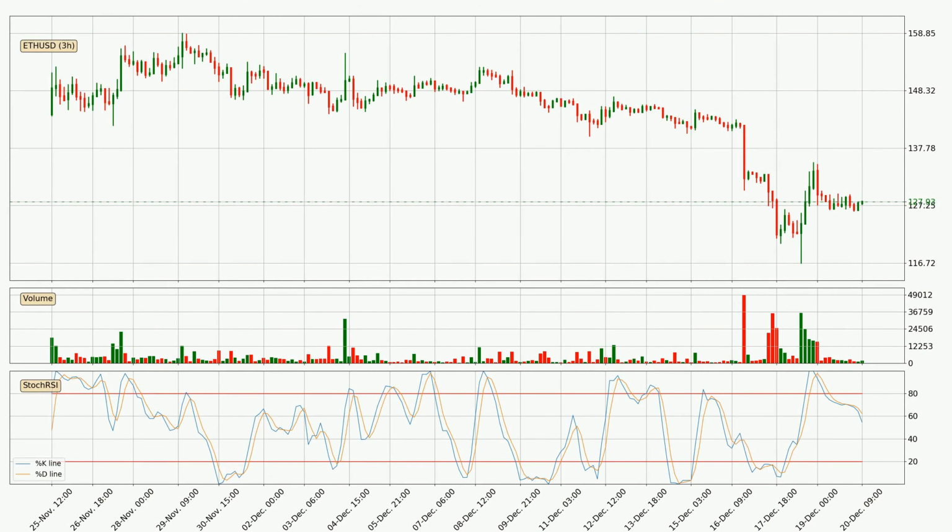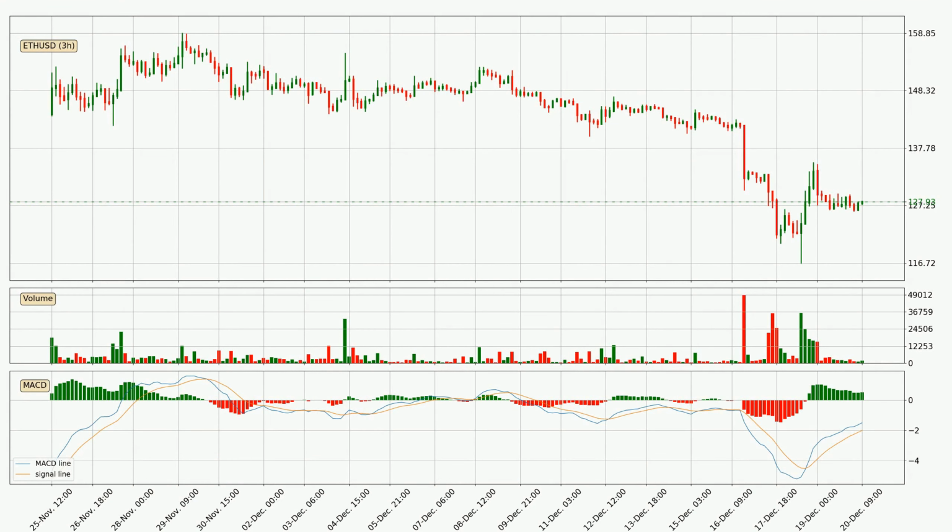Jumping to the 3-hourly stochastic RSI, there are no signs of the stochastic RSI being oversold or overbought at this time, but the %K line is below the %D line, which means the current trend is on the downside. Moving to the 3-hourly MACD, seeing as the MACD line is above the signal line, the trend is currently on the up. The MACD histogram shows that the momentum is currently strong, and it could be expected for the price to go further to the upside.